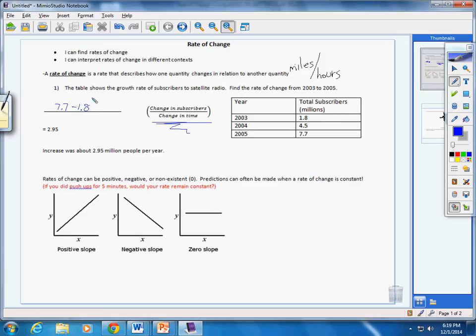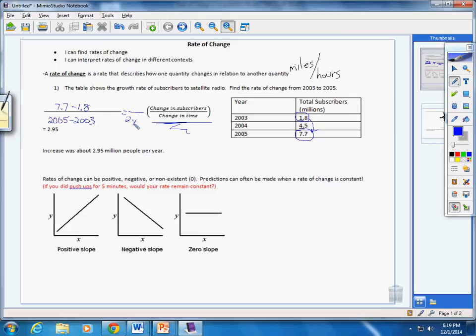So what I'm doing here is I'm finding the difference between what we had in 2005 and what we had in 2003. I'm finding the difference so we can see, obviously, the number of subscribers grew. I'm trying to find out how much that number grew by. So 7.7 minus 1.8 will give me that answer. Also, on the bottom, I'm putting the change in time. So that's really pretty simple. 2005 minus 2003 is only going to give us 2 because that's only 2 years time, right?